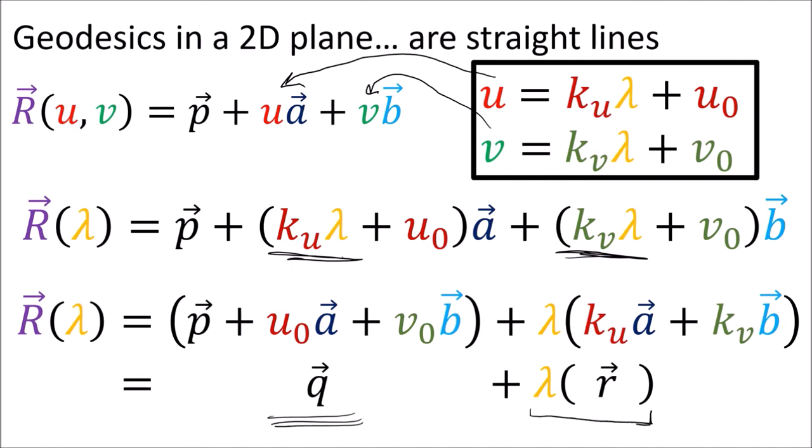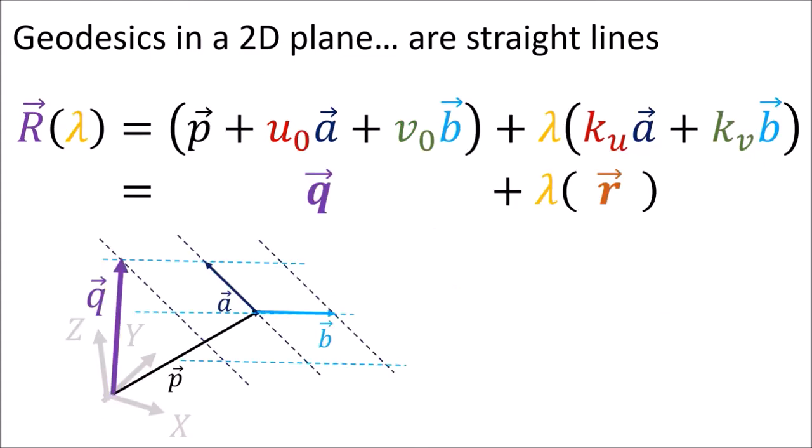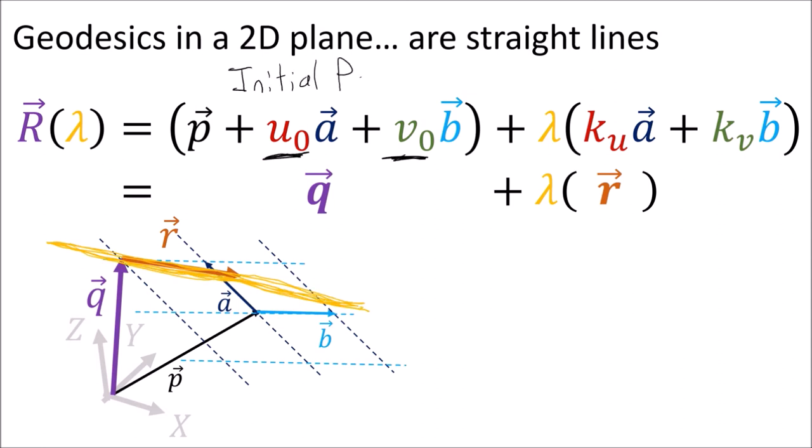And all this is really just a vector living in the plane scaled by lambda. So it's pretty clear that this formula just gives the equation of a line that lives in the plane. We just change the value of lambda to move back and forth along it. And basically, these constants here just specify the initial position and the initial velocity of the curve.